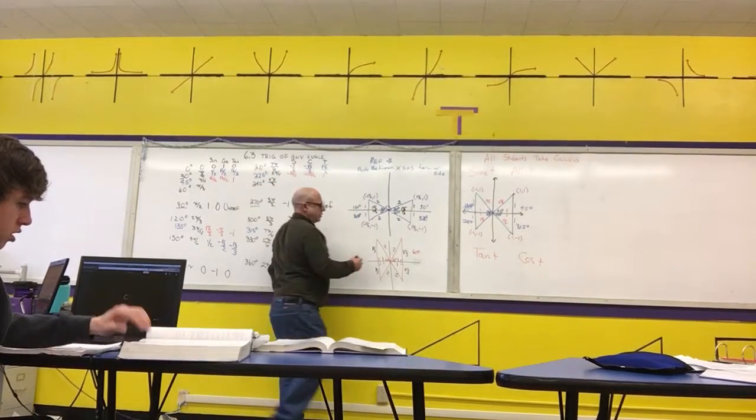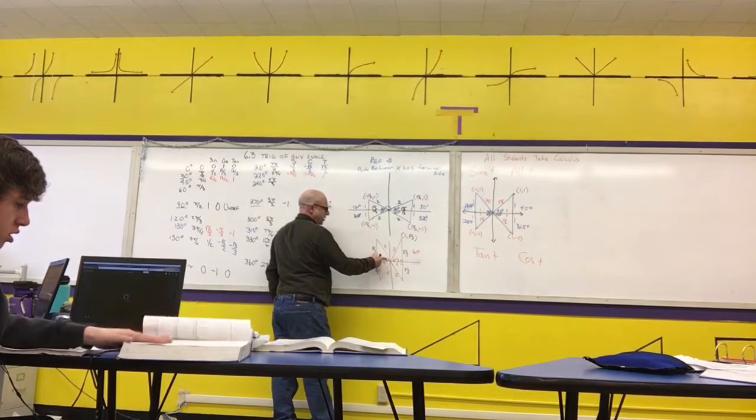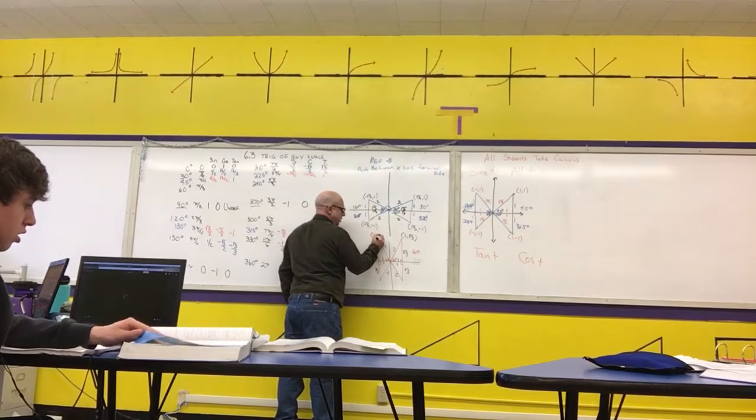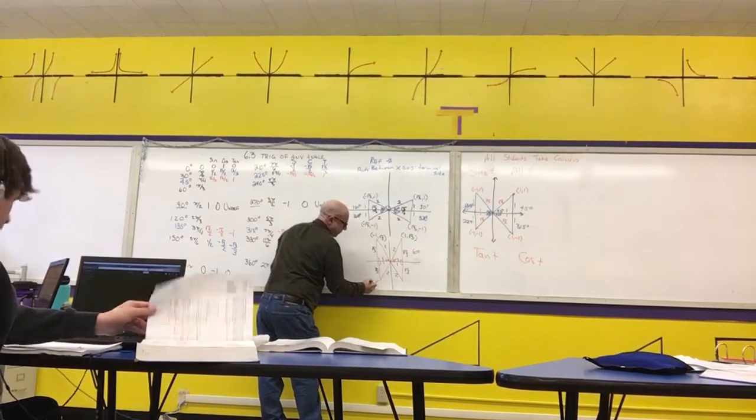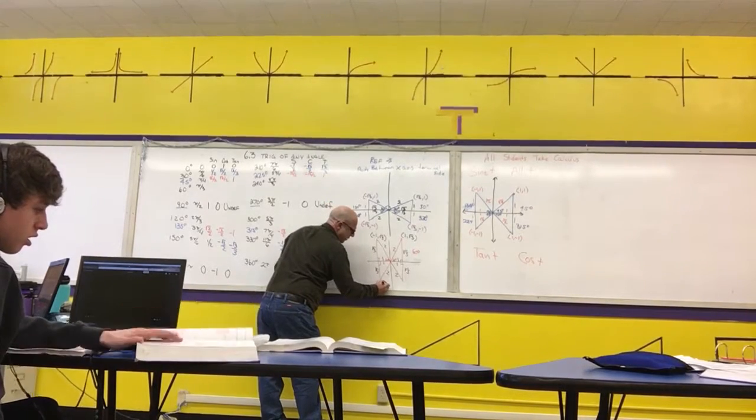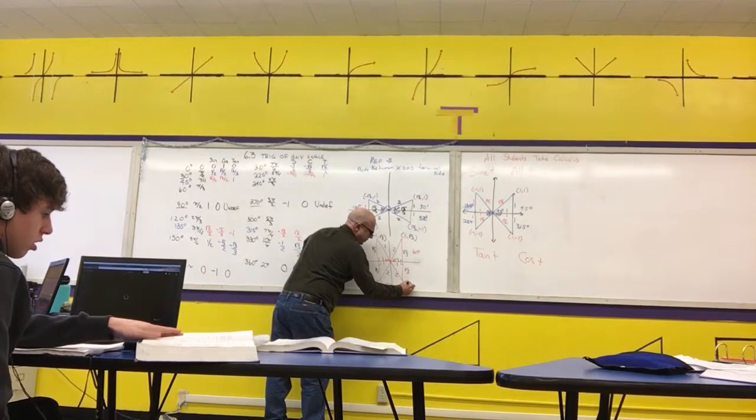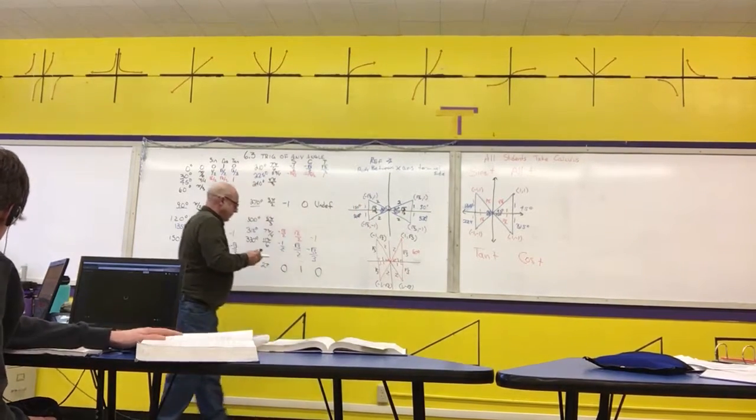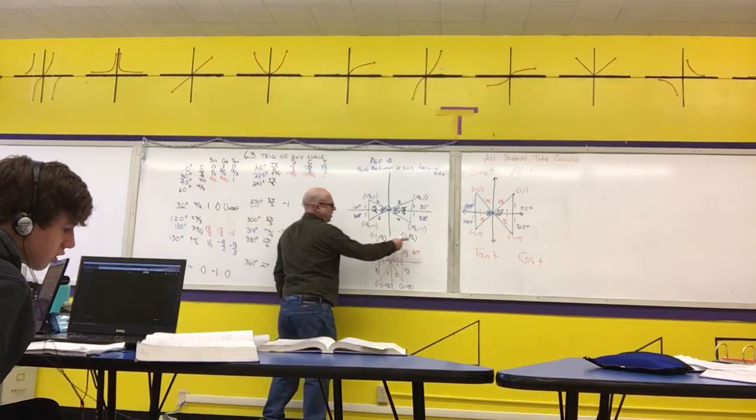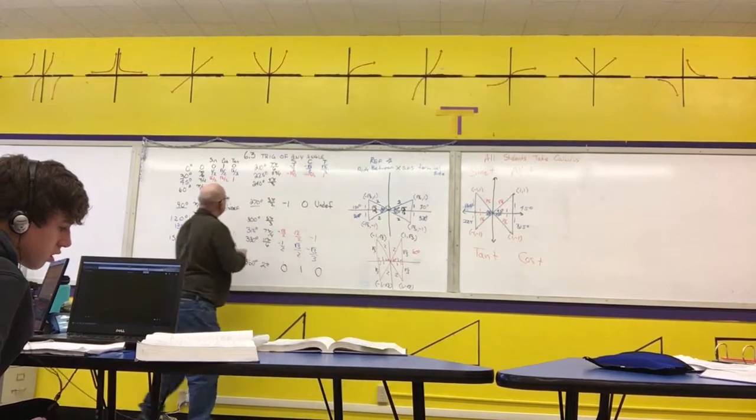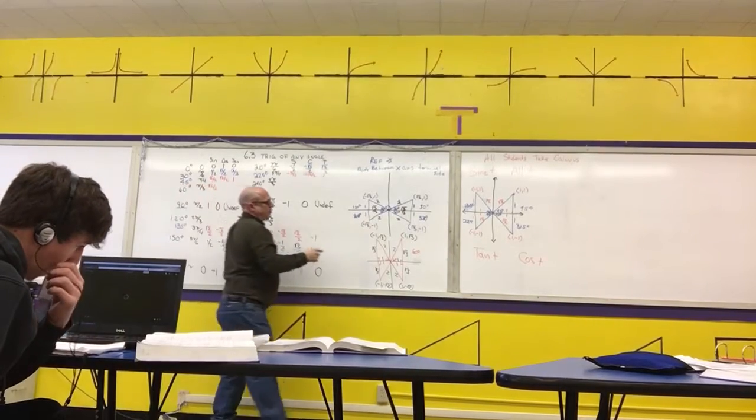Label my coordinates. My coordinates are going to be 1 comma root 3. Coordinates here would be negative 1, root 3. Coordinates down here would be negative 1, negative root 3. And this would be positive 1, negative root 3. And we fill in our blanks. Y over r, square root of 3 over 2. X over r, 1/2.